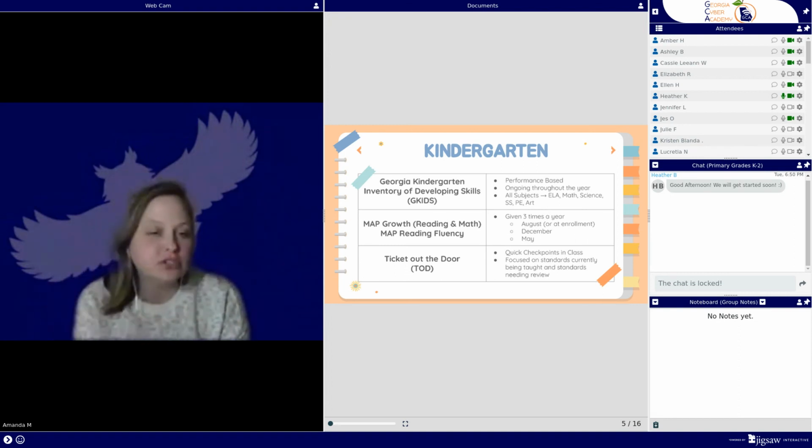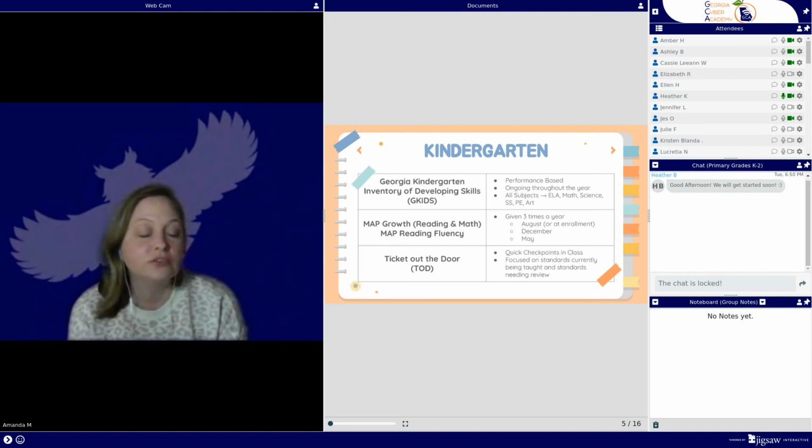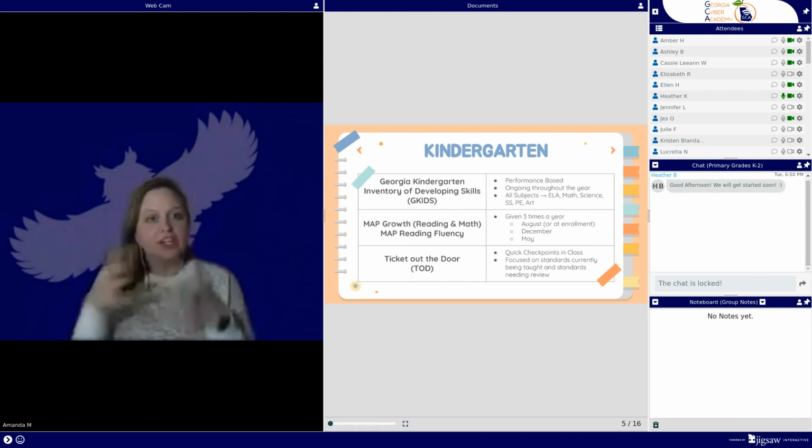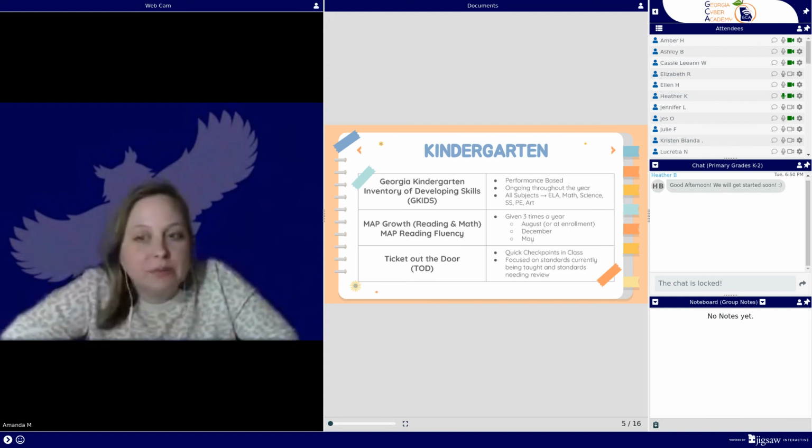This is a performance-based assessment. The teachers are assessing your kindergarten students on these skills throughout the entire school year. So it's ongoing, and this is for all subjects, including your electives like PE and art. They get 1s, 2s, 3s, or 4s as their score for each of these standards. This is the main assessment piece for kindergarten, and how we look at their progress and how it's building on each other throughout the year.